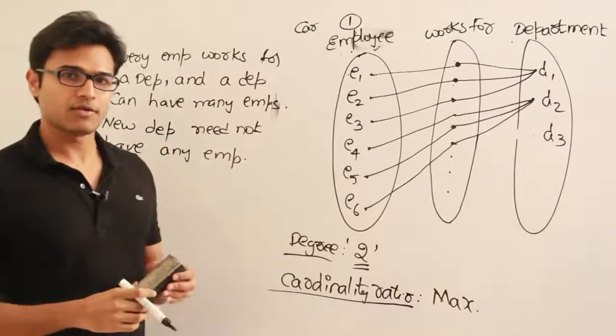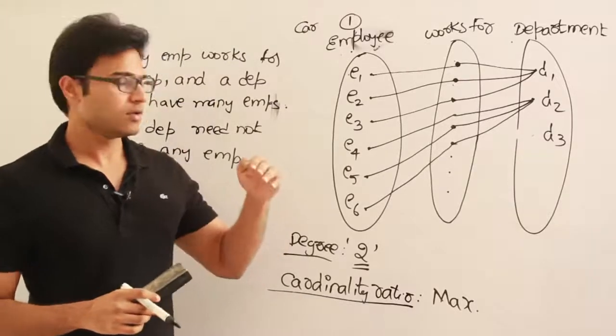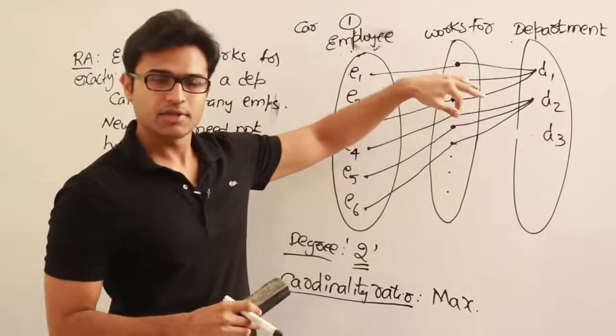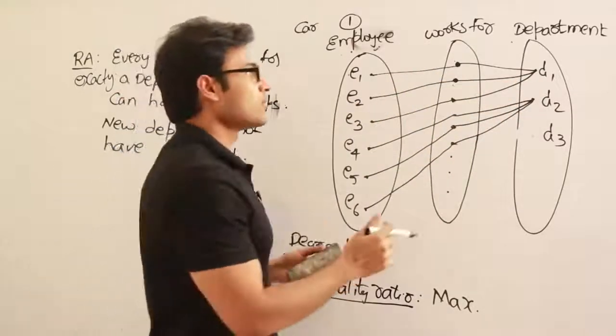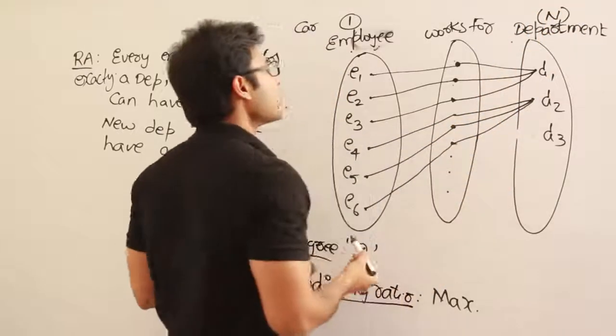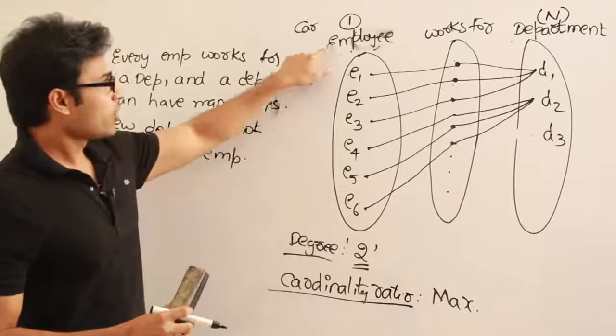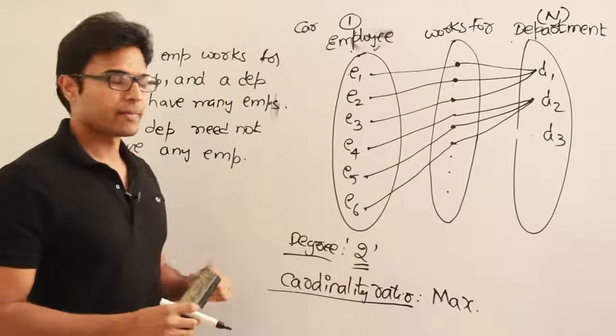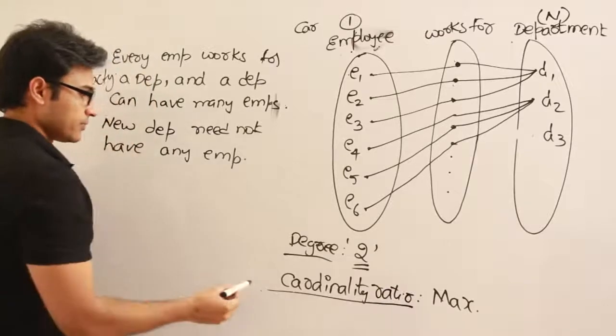Therefore, whenever one department or one entity participates in many relationships, it is many, so we use M or N to denote it. Therefore, the cardinality of employee is 1 and the cardinality of department is N. Got it?